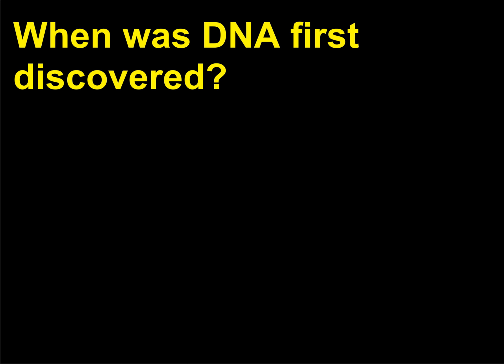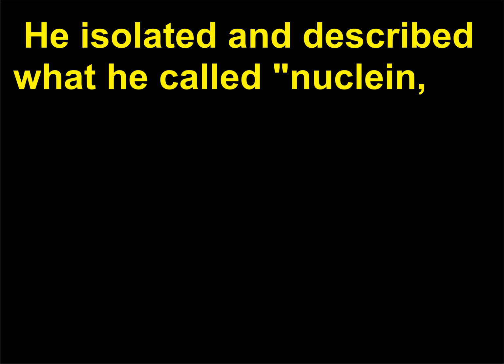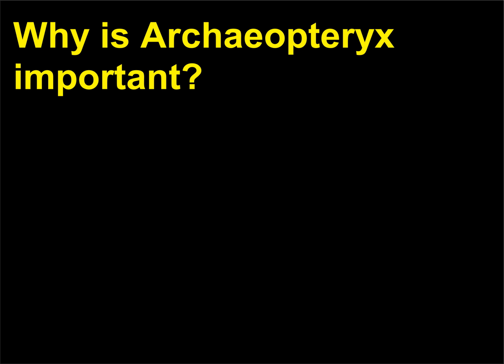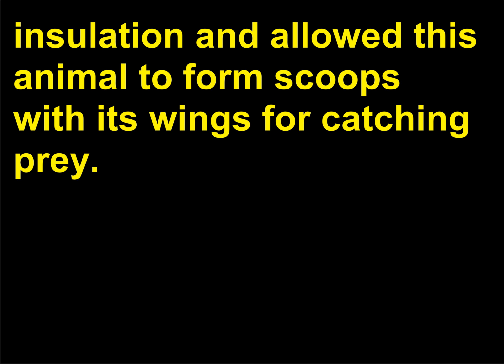When was DNA first discovered? DNA was first discovered in 1869 by Johann Friedrich Miescher, 1844 to 1895. He isolated and described what he called nuclein, which eventually became known as deoxyribonucleic acid, DNA, the genetic information of the cell. Why is Archaeopteryx important? Archaeopteryx is the first known bird. It had true feathers that provided insulation and allowed this animal to form scoops with its wings for catching prey.